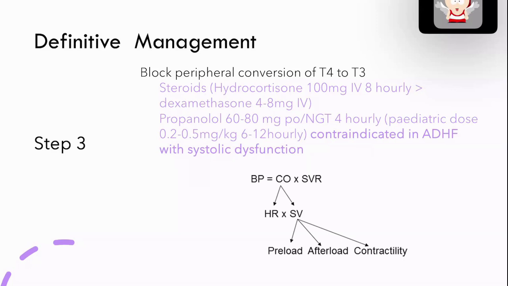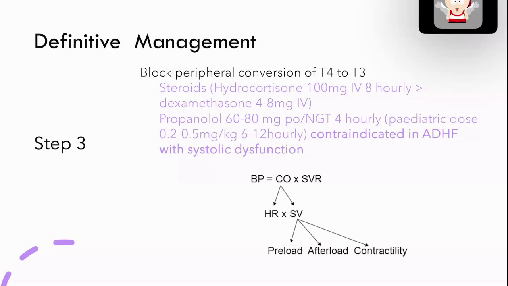Another drug that does this that we will see is quite helpful in terms of treating some of the symptoms of hyperthyroidism, that's rather thyrotoxicosis or thyroid storm, is propranolol, which we know is a beta blocker. So I've displayed the dose there, 60 to 80 milligrams PO or NGT 4 hourly, obviously titrated to effect. Just important to note, especially in these patients who may be in heart failure, that this drug is contraindicated in patients with acute decompensated heart failure with systolic dysfunction.